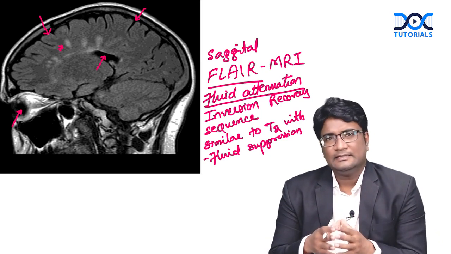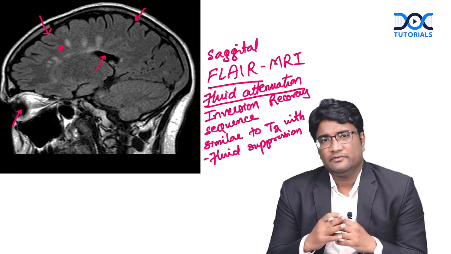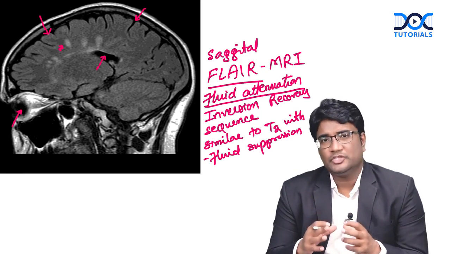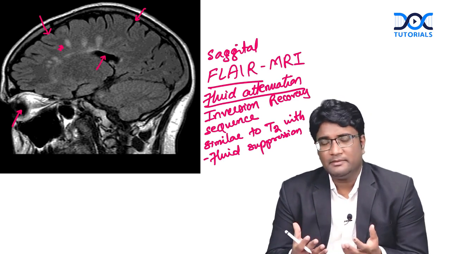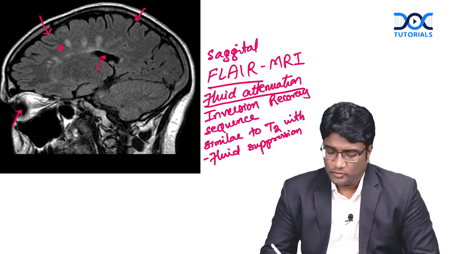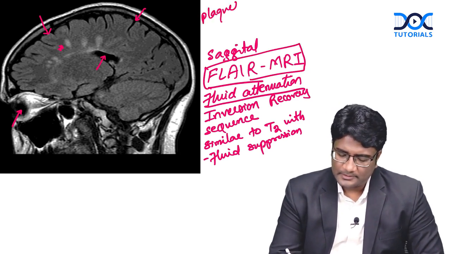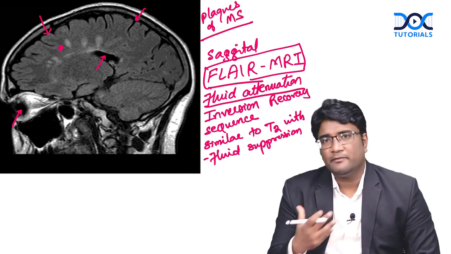So you will see that the gray matter is white, white matter is dark, but the CSF, the vitreous, the fluid signals are suppressed. And this FLAIR imaging will make the periventricular edemas or brain edema stand out much better. So this FLAIR sequence is a very good sequence to look at plaques of MS. Remember, in multiple sclerosis, the plaques are periventricular.